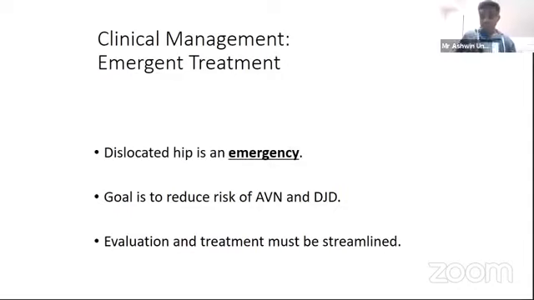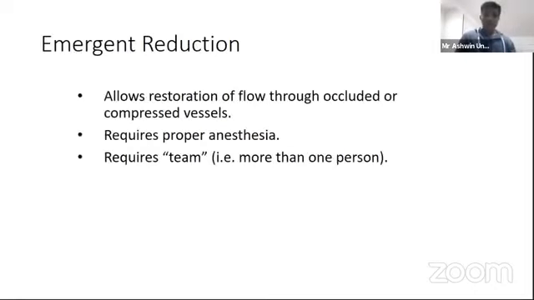And the goal, as we suggested previously, is to reduce the hip, prevent AVN. Now, the important thing here is to require proper anesthetic. Now, this is where ATLS comes into play. A hip joint is difficult to dislocate. So you would require adequate anesthetics plus a good muscle relaxant.